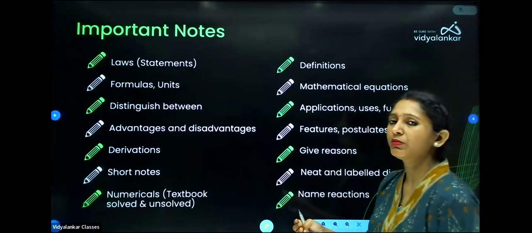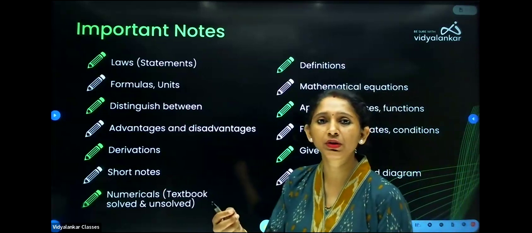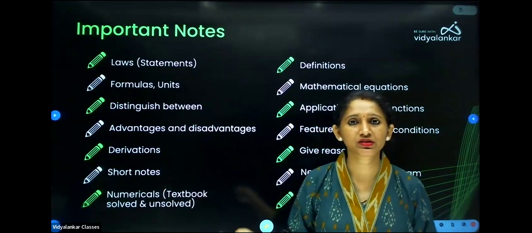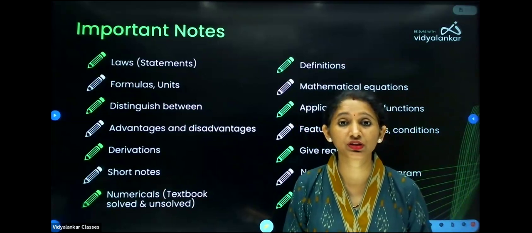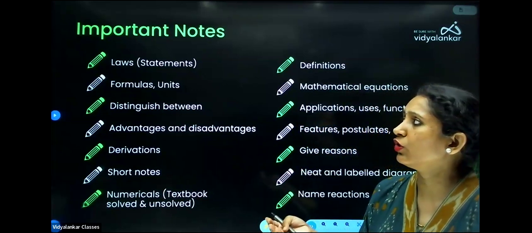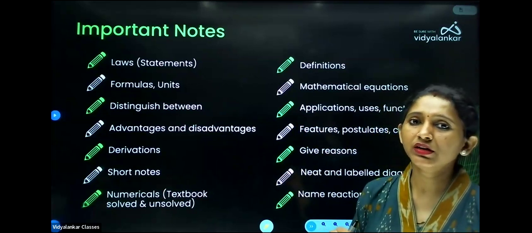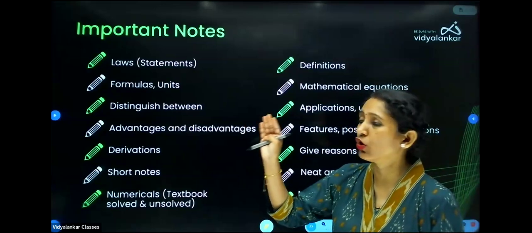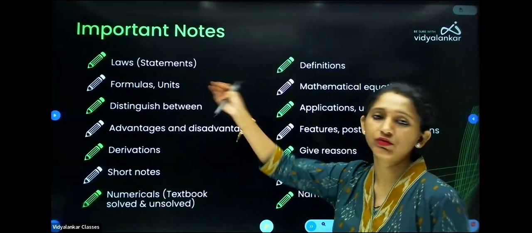In the chemistry syllabus, you will find hardly a few statements of laws. For example, Henry's law statement is there, Raoult's law statement is there, then Hess's law of heat of summation is there. So there are hardly a few statements of law in our chemistry syllabus. There is a possibility that you may get a question based on statements of laws. So first prepare the statements of laws.